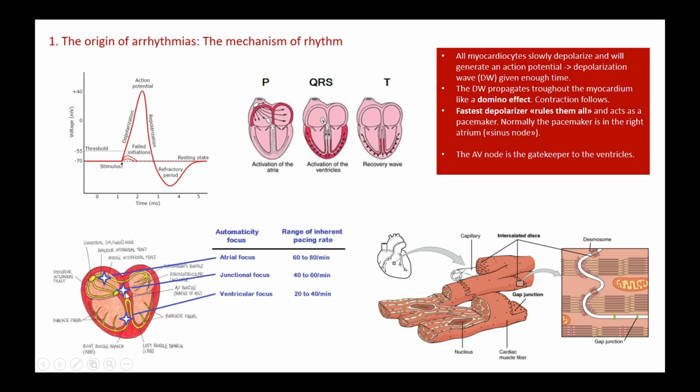And then we come down here to the junction. We see a little bit slower depolarization frequency, and then in the ventricles, the myocardiocytes there are pretty slow. If they depolarize by themselves, you can expect a heart rate of about 20 to 40, so they are slow depolarizers. And this fast domino-effect spreading of the depolarization wave, as mentioned, is propagated by these gap junctions here, which allow this fast spreading of a change in charge between the myocardial cells.